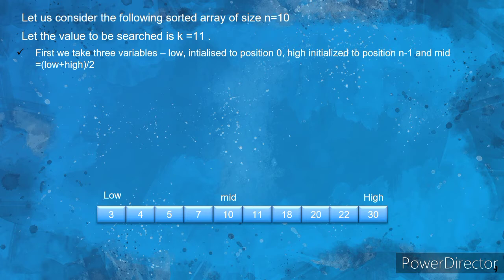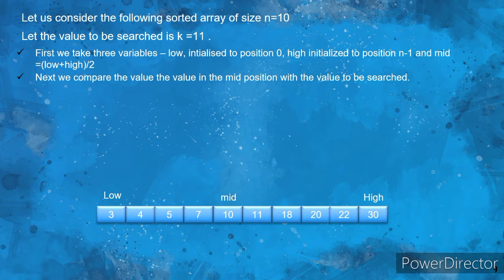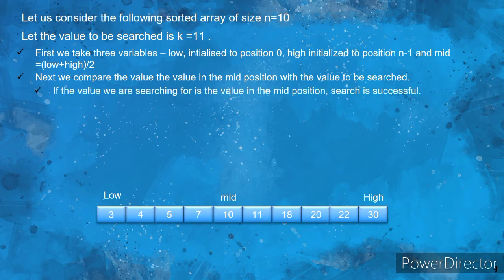Next we compare the value in the mid position with the value to be searched, that is the target value. Now the value in the mid position is what? 10, and the value that we are searching for is 11. So the comparison is made whether k is equal to the value in the mid position or not. So obviously we can see it is not.